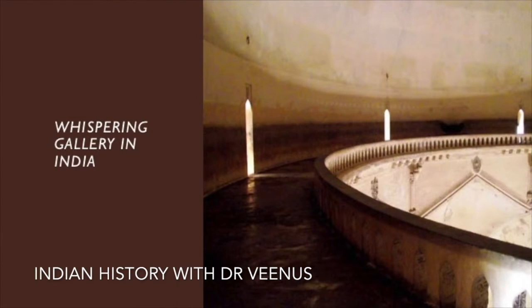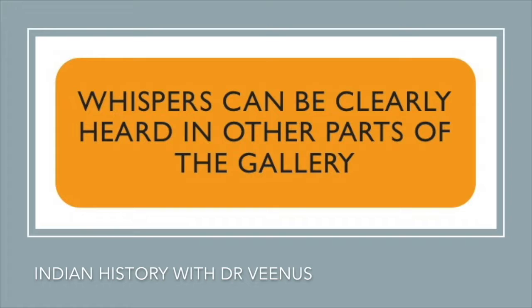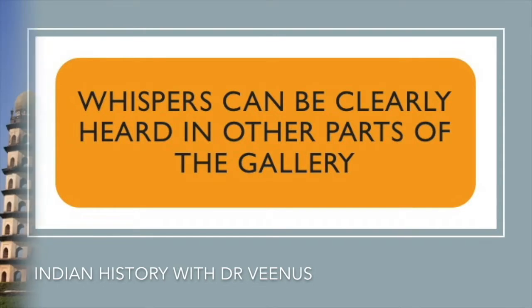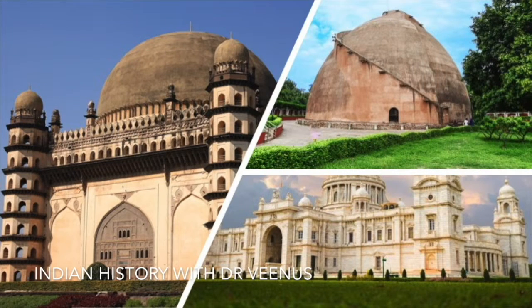Whispering galleries in India are made in such a manner that even whispers can be clearly heard in other parts of the gallery. The examples include Gol Gumbaj, Victoria Memorial and Golghar Granary in Bankipur.